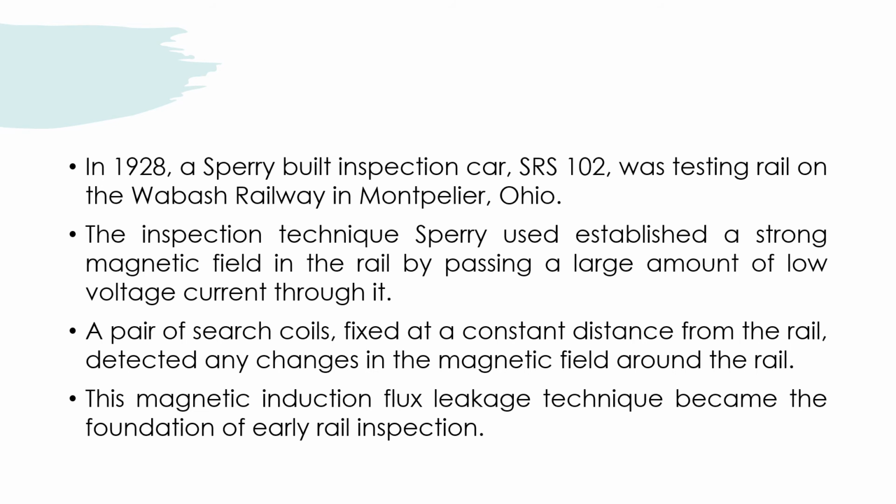established a strong magnetic field in the rail by passing a large amount of low voltage current through it. A pair of such coils fixed at a constant distance from the rail detected any changes in the magnetic field around the rail. This magnetic induction flux leakage technique became the foundation of early rail inspection.